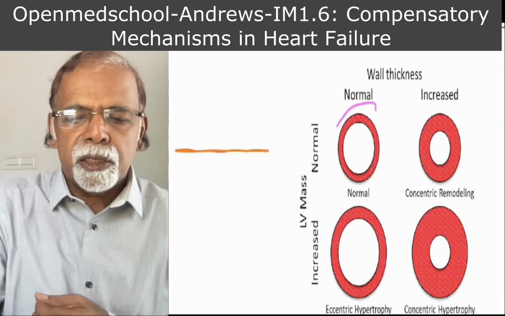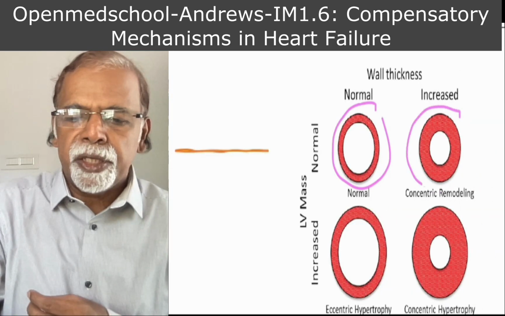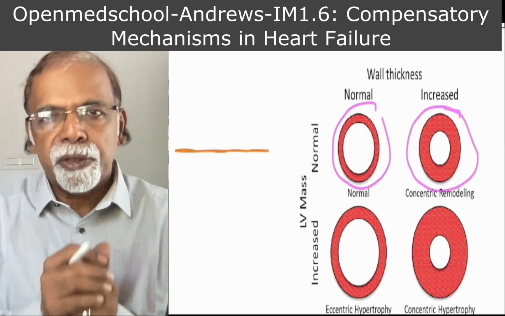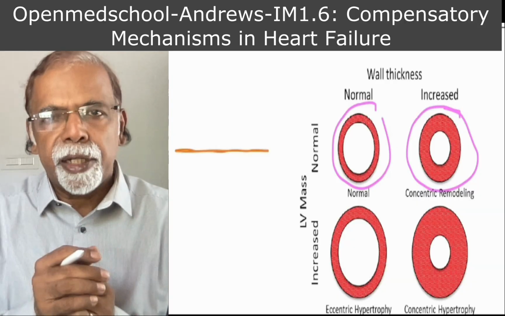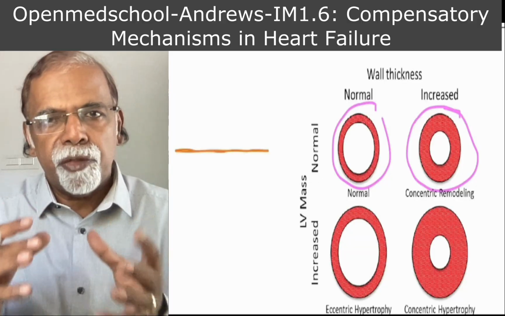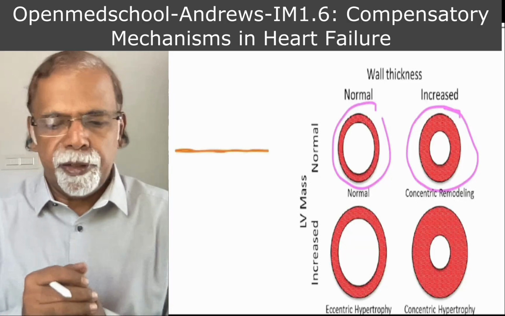So this is the normal heart. Here you can see the concentric remodeling. In concentric, what is happening? The thickness occurs at the expense of the cavity. So there is not much cardiac dilation. That is why in aortic stenosis and systemic hypertension, even though the ventricles are thickened, there is not much cardiomegaly.